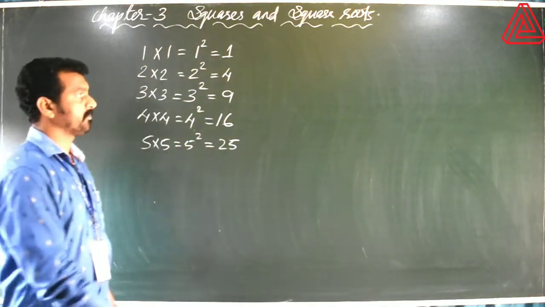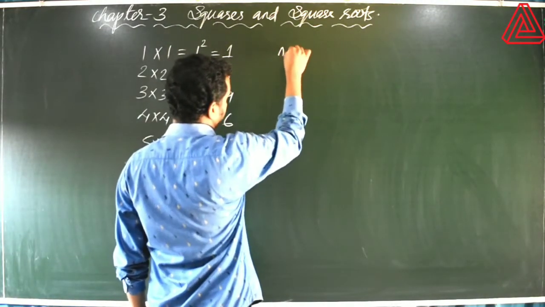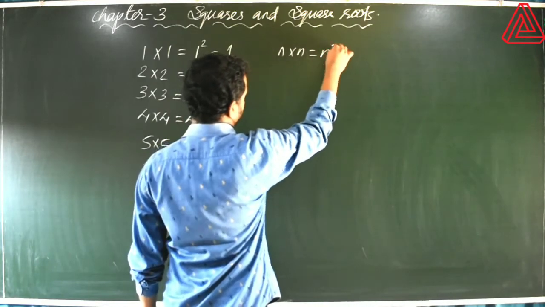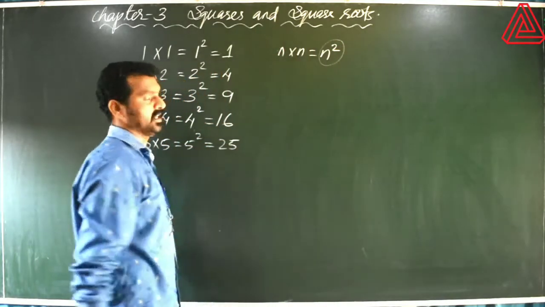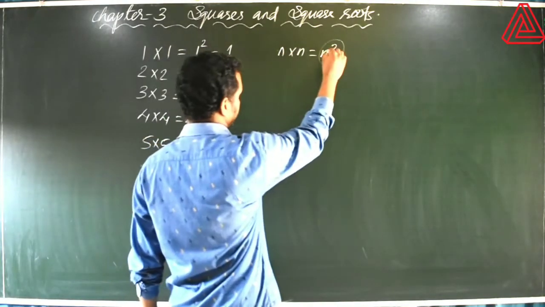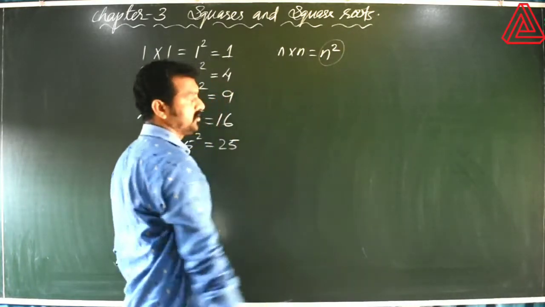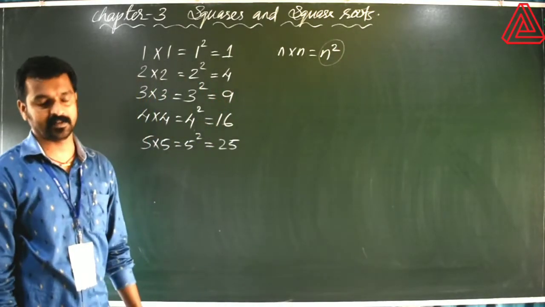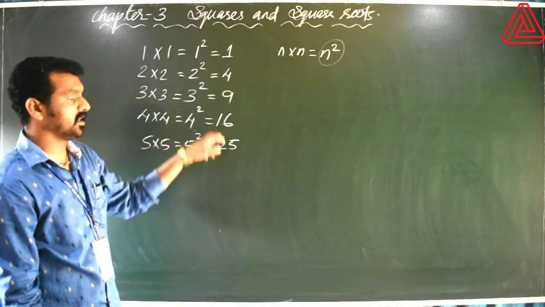In general, n is a natural number and n into n is equal to n square. N square is the square of n. N is multiplying 2 times and we write n square. N raised to the power 2, read as n square. N square is called a square.